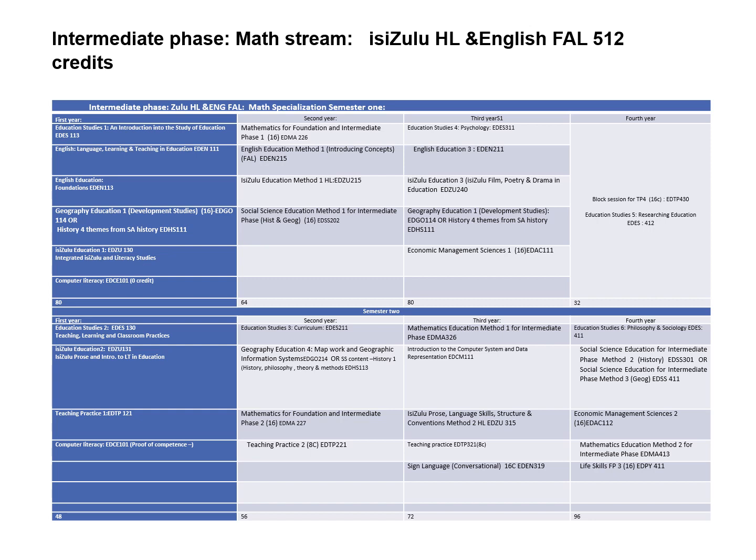Reflected on this slide is the math stream where isiZulu is a home language and English is FAL. Again, it shows exactly which modules a student needs to complete from year 1 to year 4 for semester 1 and 2.